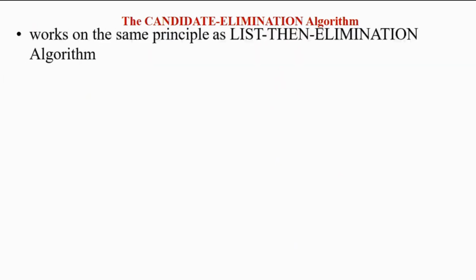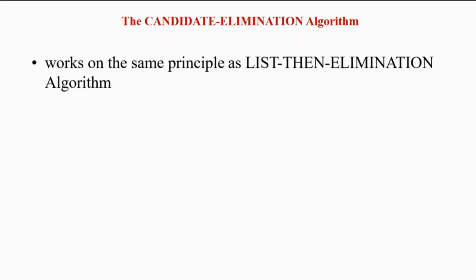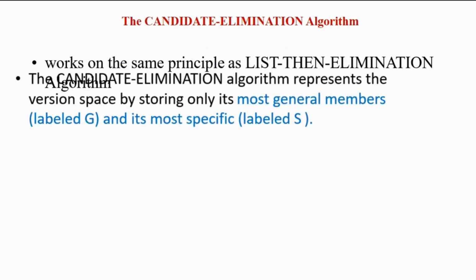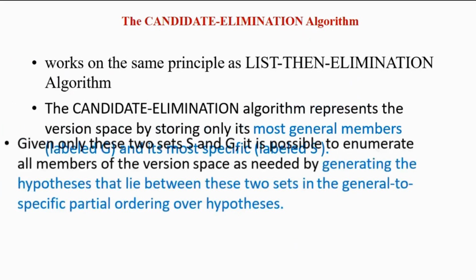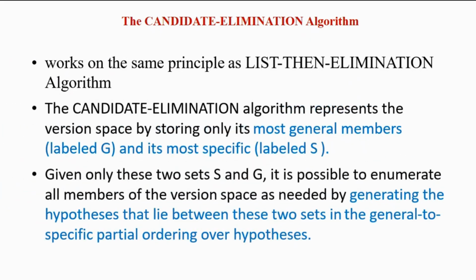Now, the candidate elimination algorithm works on the principle explained in the earlier List-Then-Eliminate algorithm. This algorithm represents the version space by storing only its most general members, labeled G, and its most specific members, labeled S. Given only these two sets, S and G, the candidate elimination algorithm makes it possible to enumerate all the members of the version space as needed, by generating the hypotheses which lie between these two sets.